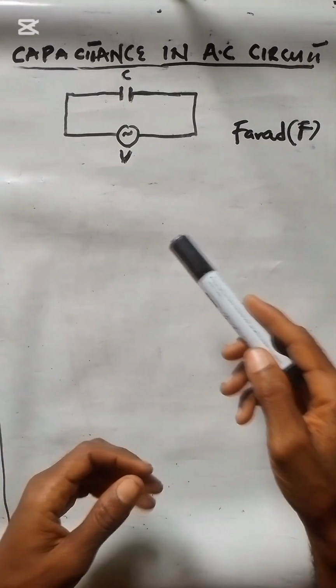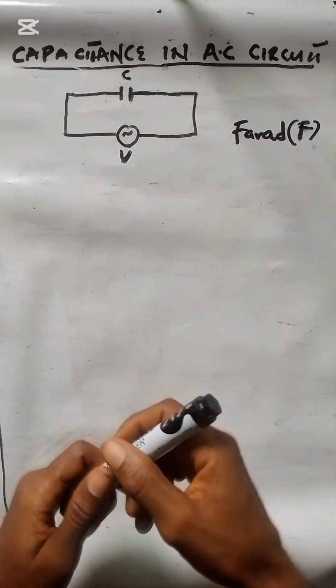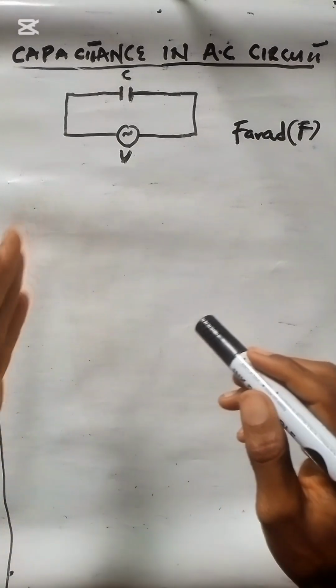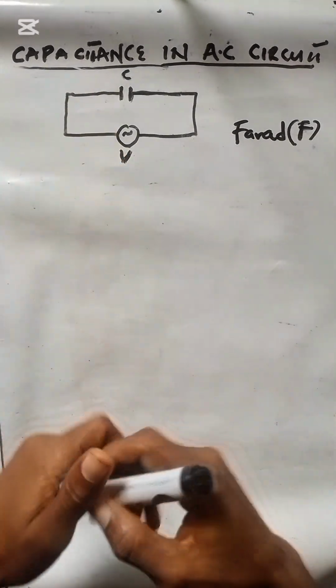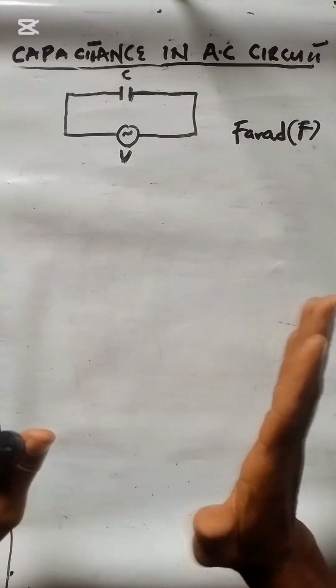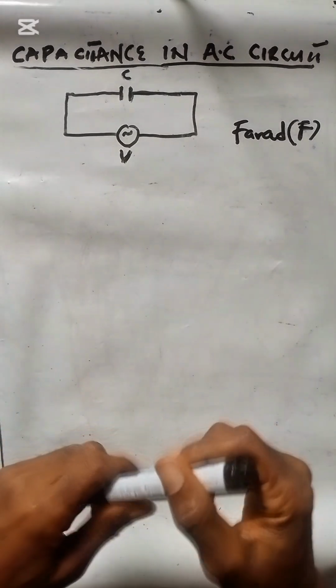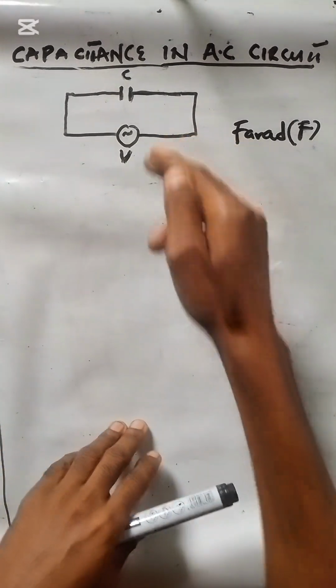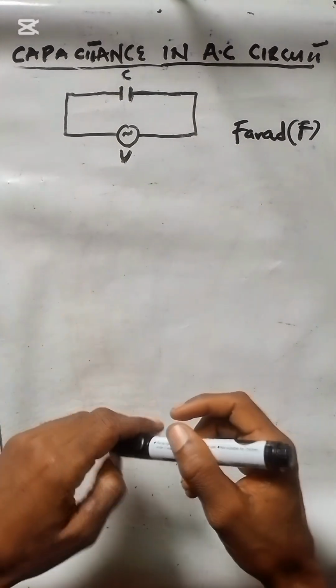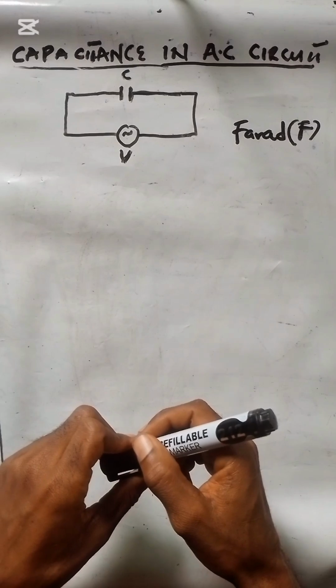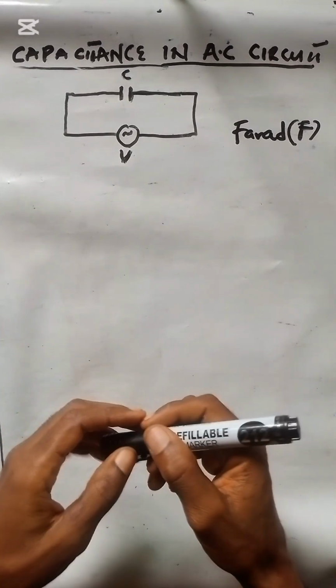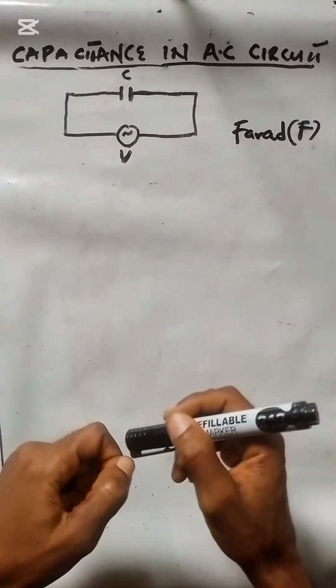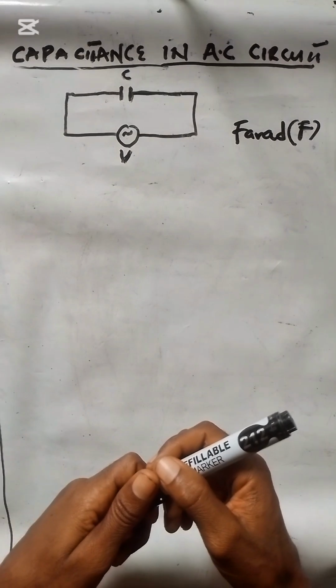Now, when the capacitor is connected in series in a circuit like this, the current and the voltage in the capacitor are not in phase. They are out of phase. In fact, the current leads the voltage by 90 degrees. And that is to say that the voltage lags the current by 90 degrees.